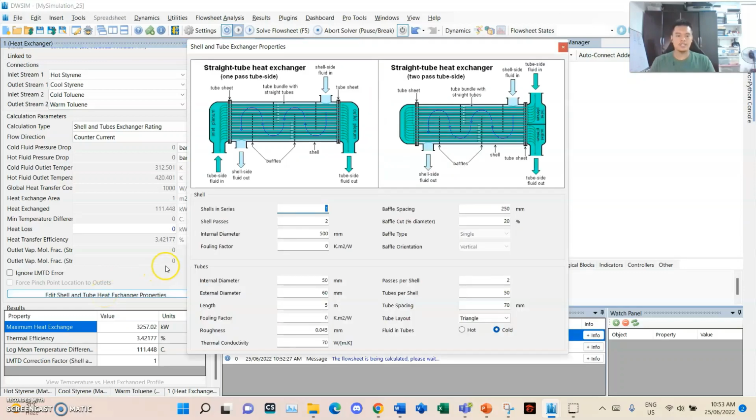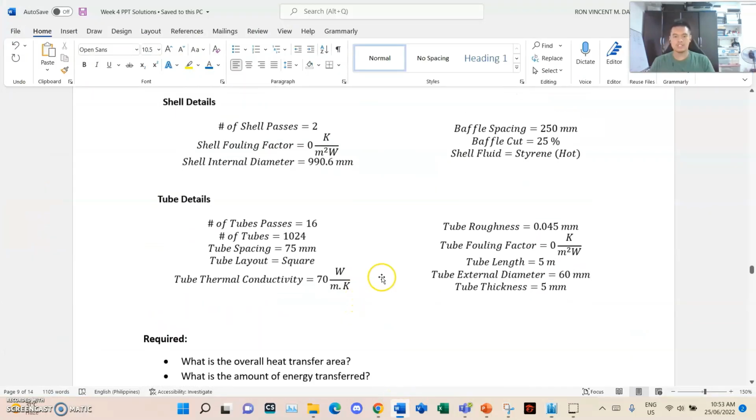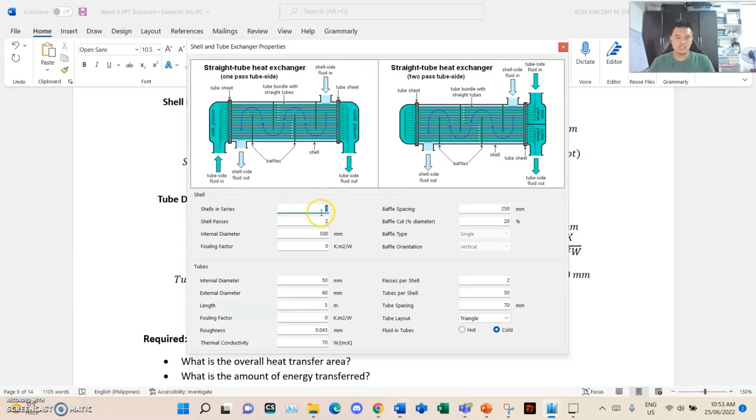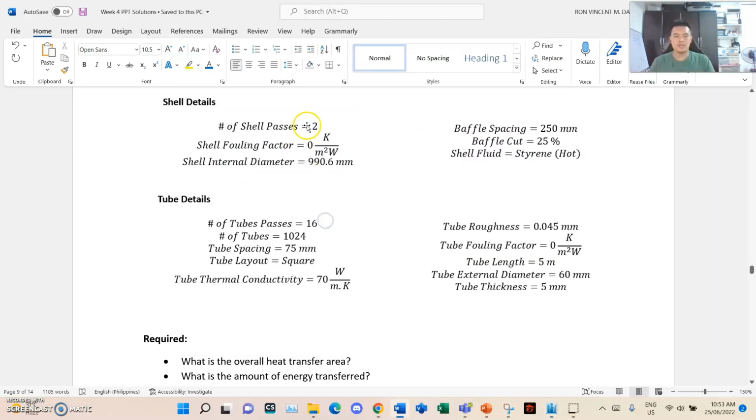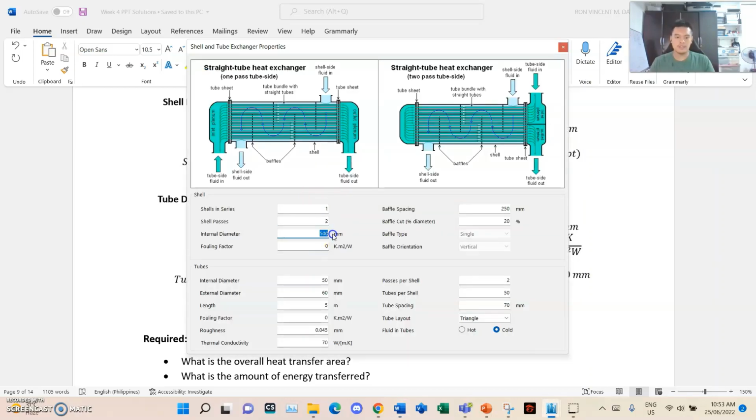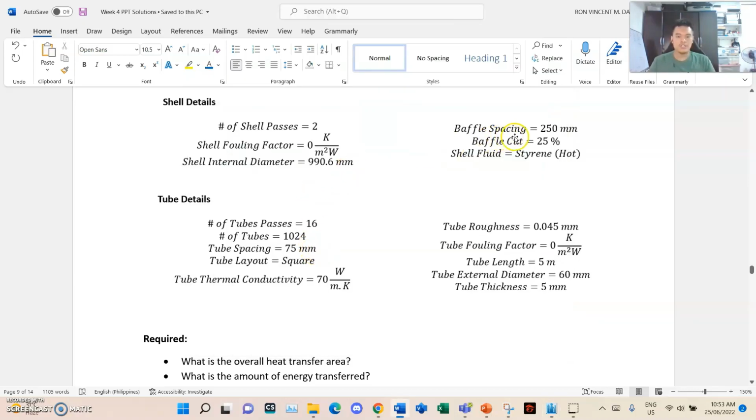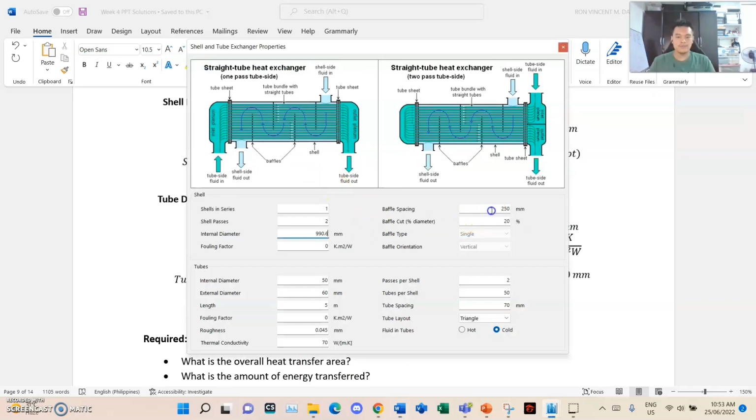Then I edit the shell and tube heat exchanger properties. The shell in series, so going back, this is where I summarized everything. So in the shell details, there's only one shell in series. There are two shell passes. The internal diameter is 990.6. The fouling factor is 0. The baffle spacing is 250.